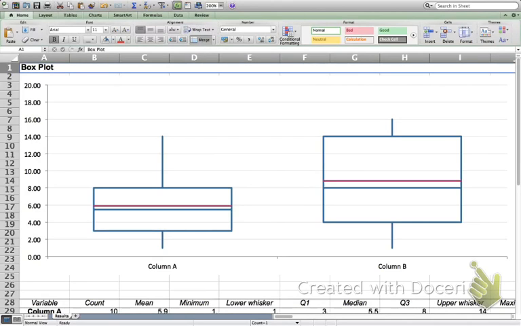Box plot B appears to be pretty symmetric. Box plot A might be a little bit skewed to the right. We can see that by that long whisker. They both have the same minimum values, and their first quartiles are also nearly the same.